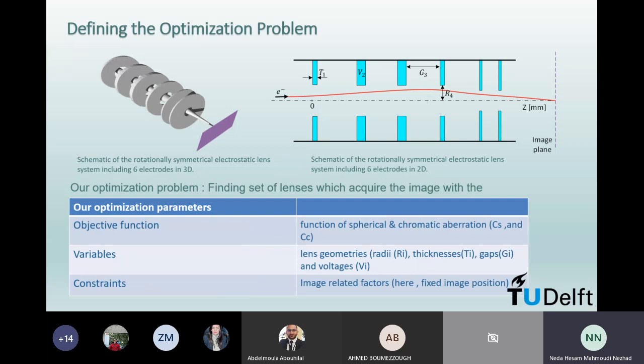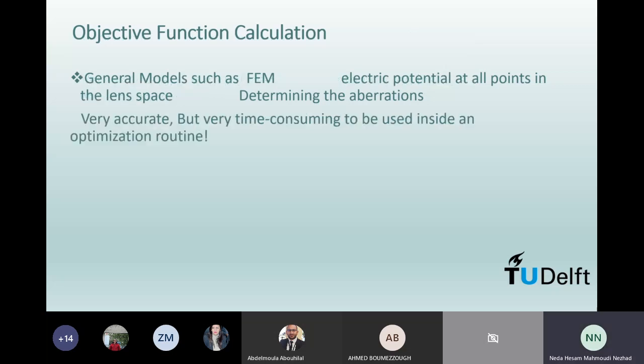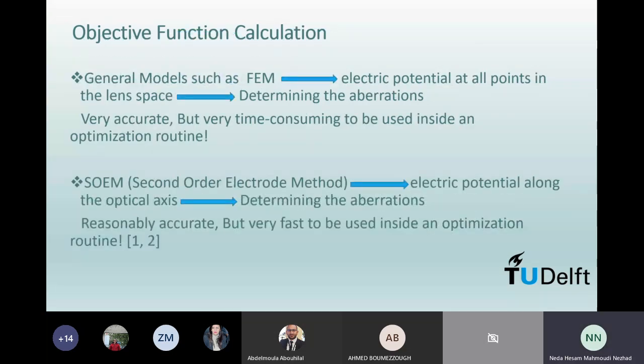So based on our previous explanation, the objective function would be a function of spherical and chromatic aberrations, shown by CS and CC, which stand for spherical and chromatic aberration coefficients. And the free variables of our optimization problem are all lens geometries, such as radii, thicknesses, gaps, and voltages, which are denoted by RI, TI, GI, and VI in the figure. So now we are ready to calculate the objective function.